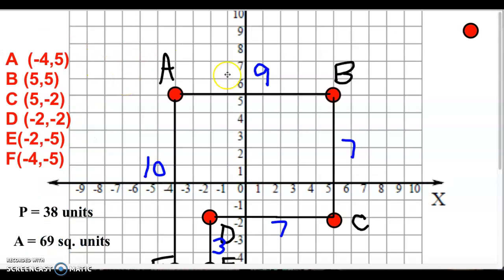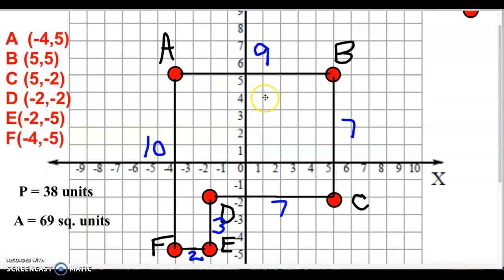Okay, so here is my answer for my perimeter. I'm going to show you each one separately. So first of all, I graphed and labeled the points. Make sure you did it correctly. Okay, this point right here is D, this is C, B, A, this is E right here, and F.